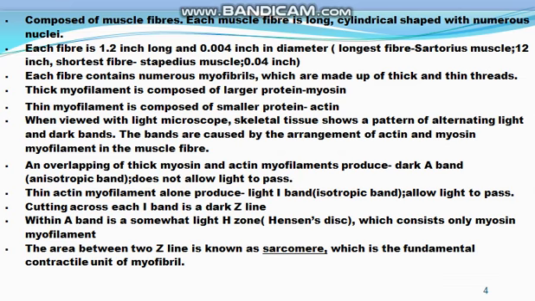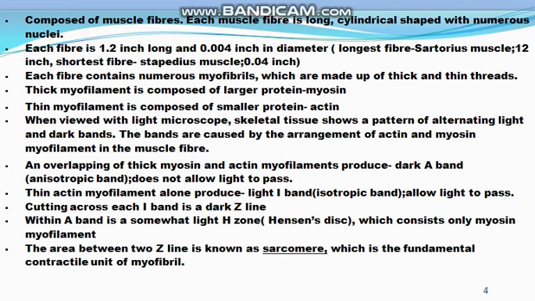And the thick myofilament is composed of a larger protein, the thick protein known as myosin, and the thin myofilament is composed of a smaller protein known as actin, which gives the appearance of the light band. And when we view skeletal muscle under a light microscope, it shows a pattern of alternating light and dark bands, and the bands are caused by the arrangement of these actin and myosin proteins. These are the proteins that form the myofilaments.